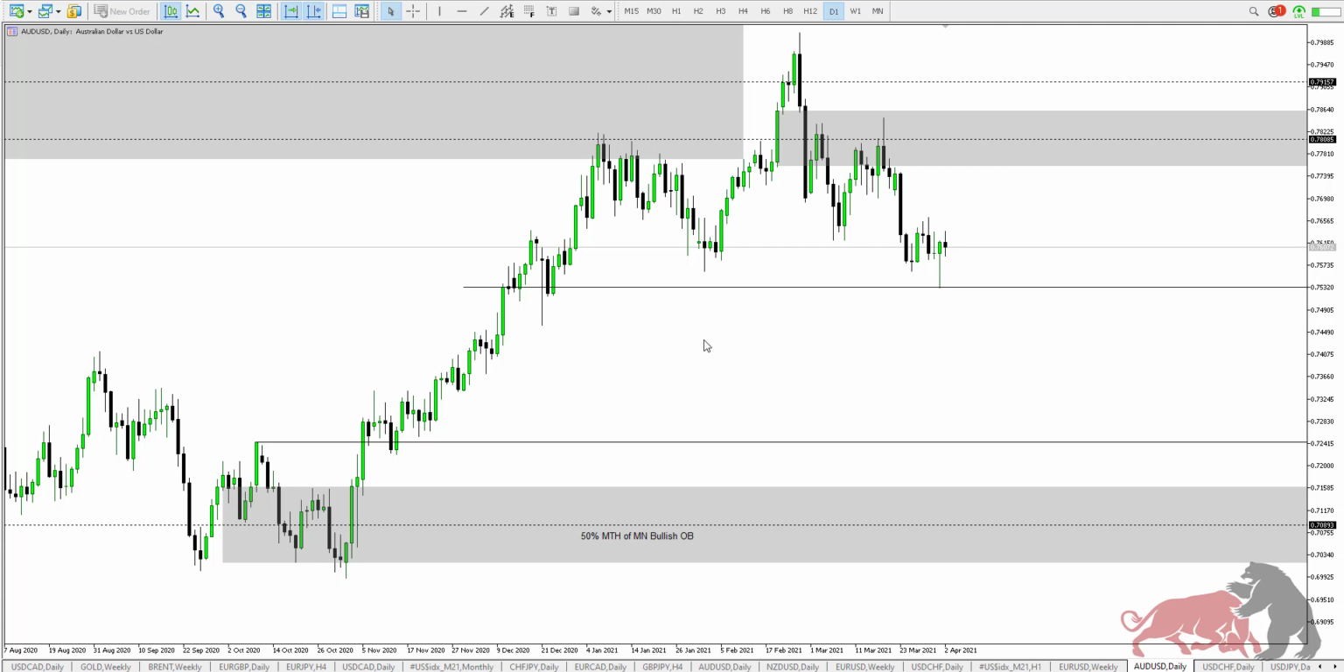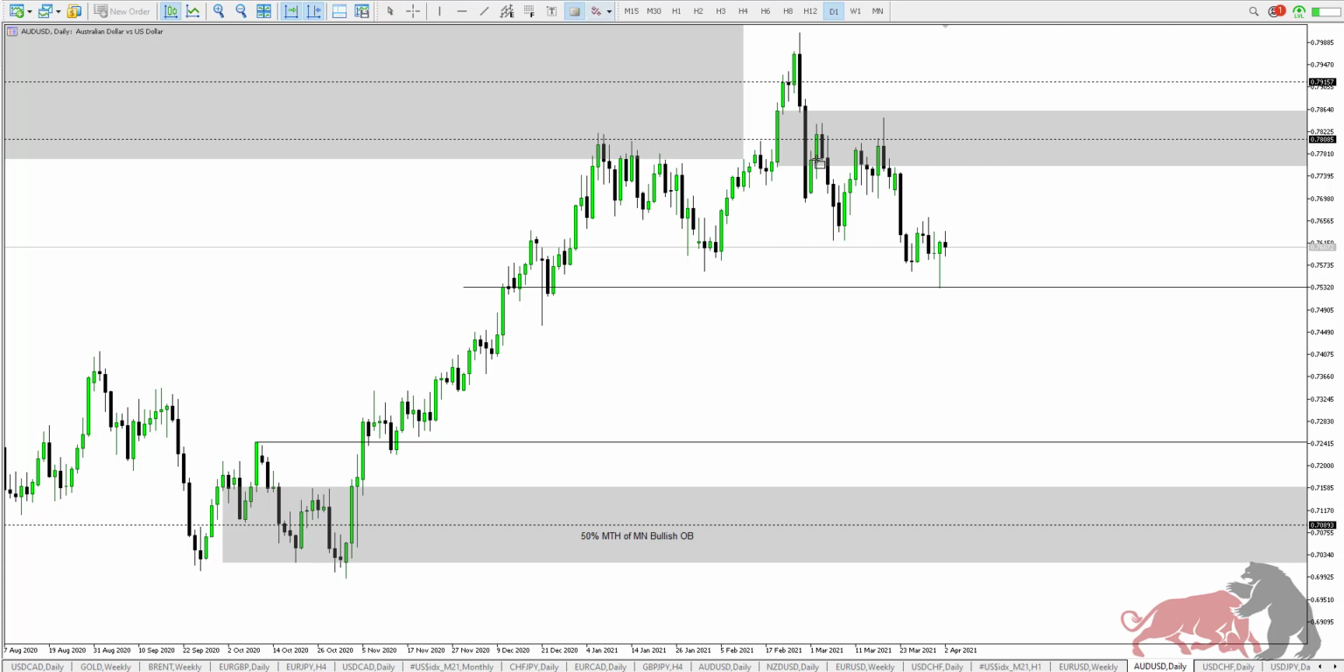Now, since we are hunting for short trades, where do we need price to trade to for us to trade short? Now remember, this is guided by what the dollar is doing. If we see the dollar pushing to the upside, the Aussie dollar is going to push to the downside. If we see the dollar pushing to the downside, by dollar I mean DXY, the dollar index, that is when we anticipate the Aussie dollar to trade into a premium array where we are going to be shorting from.